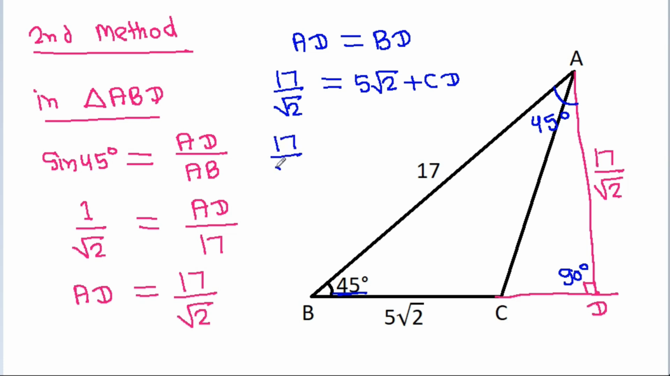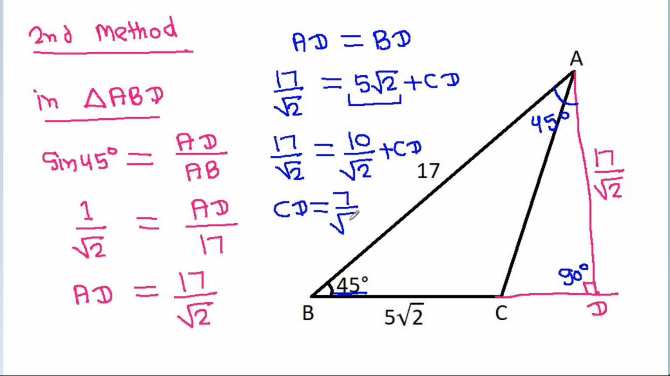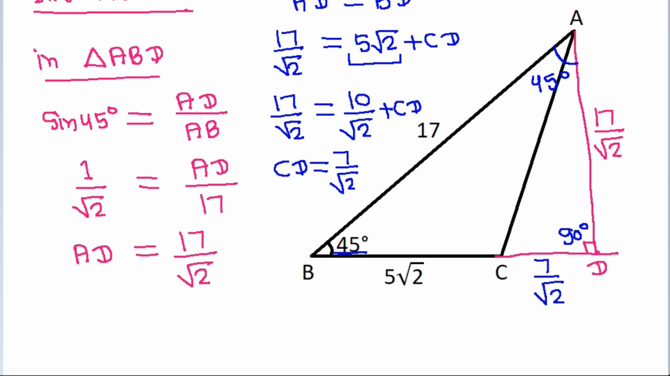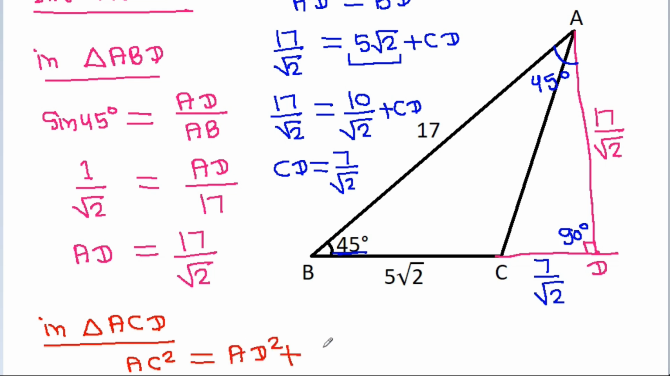And 17 by a square root of 2 is equal to 5 times a square root of 2, which is 10 by a square root of 2, plus CD. So CD will be equal to 7 by a square root of 2. CD is 7 by a square root of 2. And now in triangle ACD, AC square will be equal to AD square plus CD square.